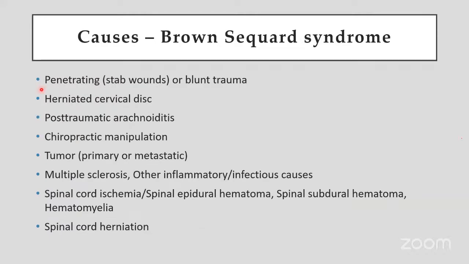Causes of Brown-Séquard syndrome are stab wounds, blunt trauma, herniated cervical disc, post-traumatic arachnoiditis, chiropractic manipulation, metastatic or primary tumors, MS, other inflammatory and infectious causes, cord ischemia, epidural hematoma, and other vascular causes, and spinal cord herniation.